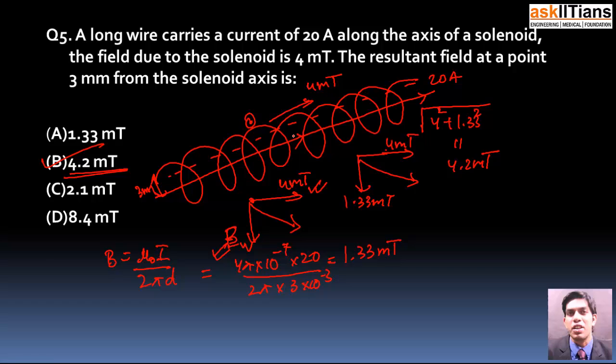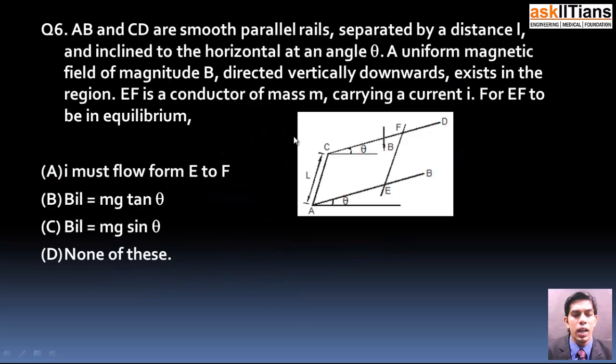So let's move on to the next question. AB and CD are smooth parallel rails separated by a distance L and inclined to the horizontal at an angle theta. A uniform magnetic field of magnitude B directed vertically downward exists in the region. EF is a conductor of mass M carrying a current I. For EF to be in equilibrium, the following conditions are given.